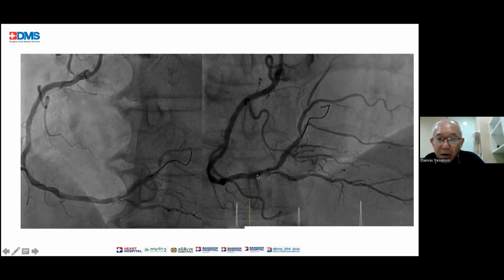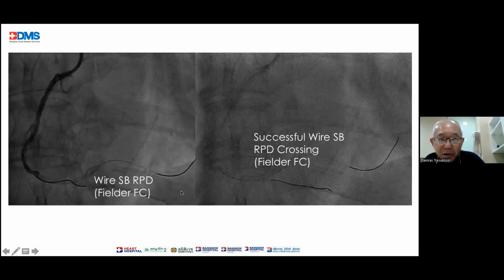So what we are going to do next, we have to put a stent into this distal RCA to the RPL to overlap the previous stent, and we try to protect this RPD branch. So we put the balloon, we put the stent in, we wire the side branch RPD with a Fielder FC, and we successfully wire the side branch with this Fielder FC.